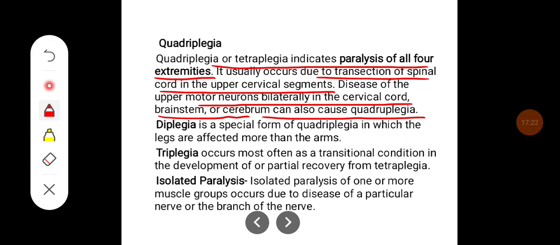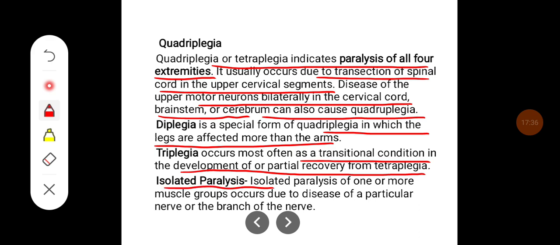Diplegia is a special form of quadriplegia in which the legs are affected more than the arms. Triplegia occurs most often as a transitional condition in the development or partial recovery from tetraplegia. Isolated paralysis of one or more muscle groups occurs due to the disease of a particular nerve or the branch of the nerve.